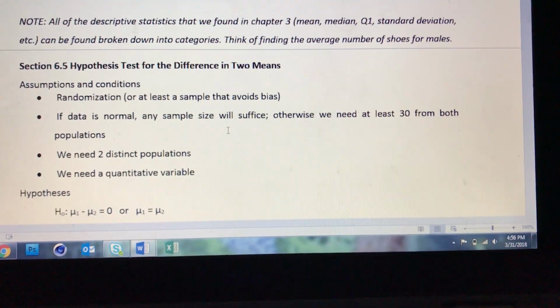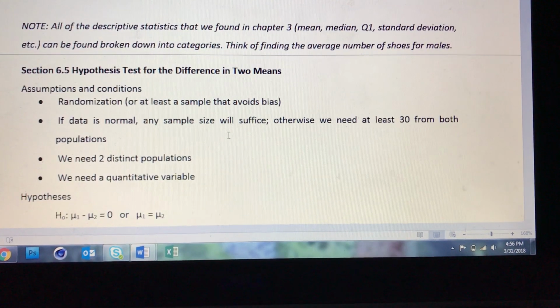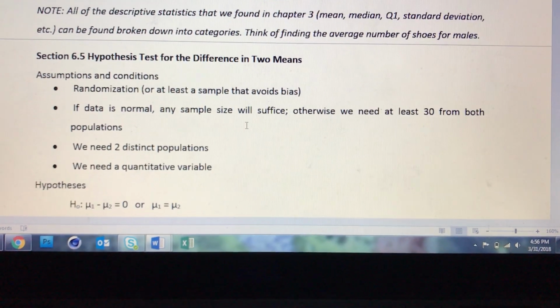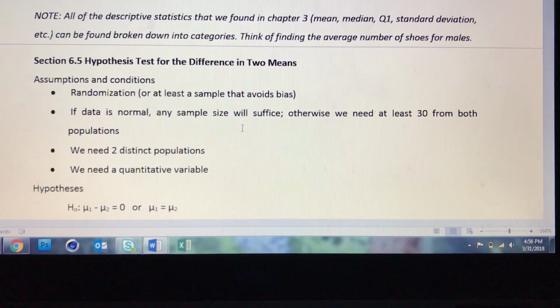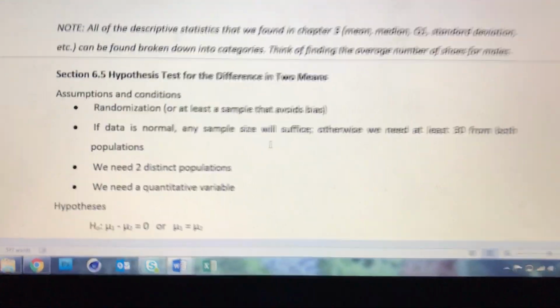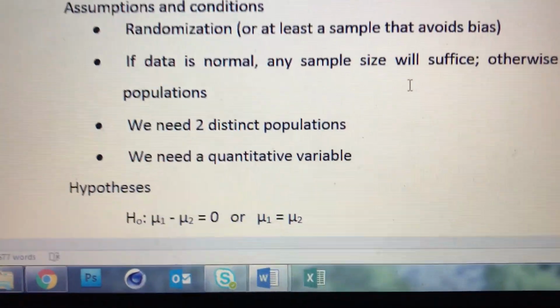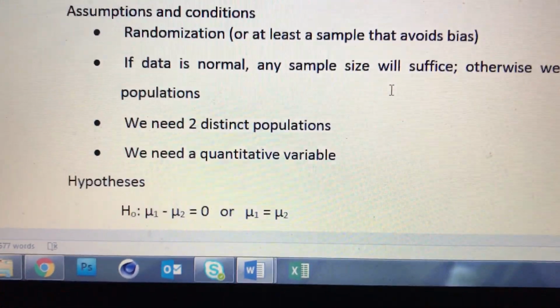If we were doing shoes broken down by gender, we would need at least 30 males and at least 30 females, because that data was not normal. The last two are just kind of trivial. I mean, they just kind of have to be true to even consider doing something like this.